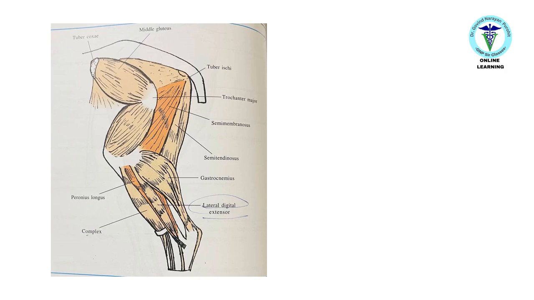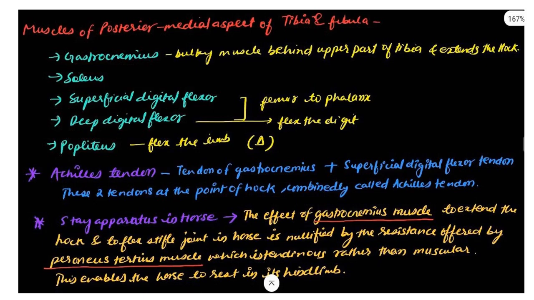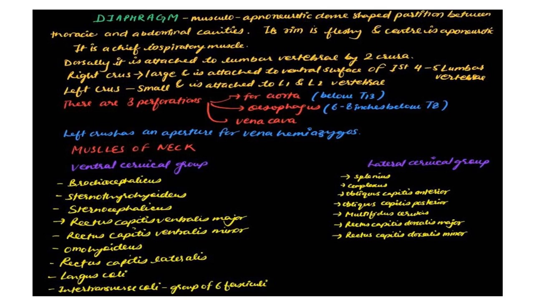The lateral aspect of the hind limb features muscles like the pavonus longus and gastrocnemius, which are crucial for movement and stability. The anterior aspect of the hind limb includes the quadriceps femoris, which covers the front of the femur and is essential for knee extension. The posterior medial aspect of the tibia and fibula includes muscles like the gastrocnemius and soleus, which are important for calf movement and stability. The diaphragm is a key respiratory muscle, while the neck muscles support head movement and stability.